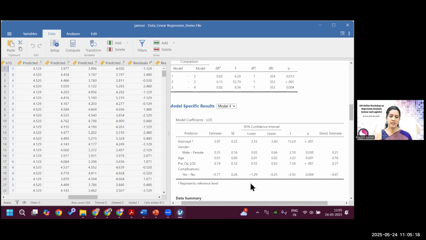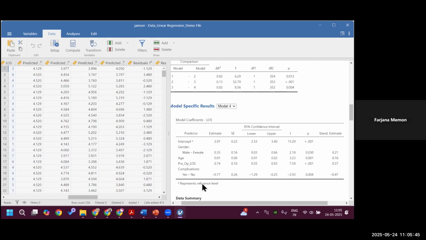So the interpretation will be for the people who are having complications, since it is a minus sign, that means the dependent variable will be less. That means the length of stay will be 0.7 days less. And of course, you have to calculate, because length of stay here we have measured in days. So 0.7 means you can convert it into hours. So 0.7 days less in people who are having complications. Actually, it's only the difference.